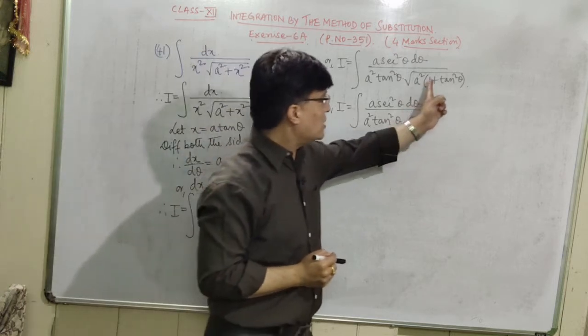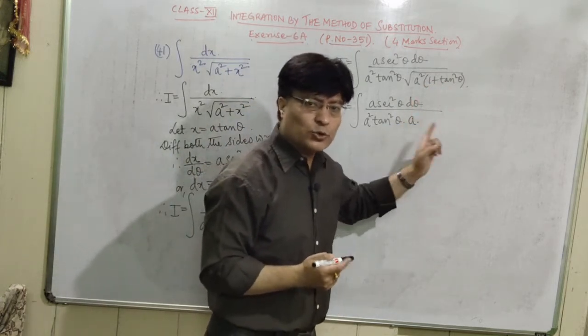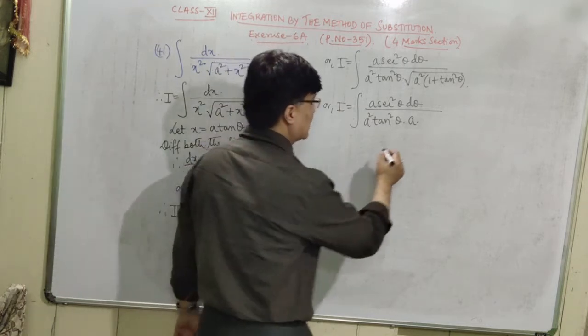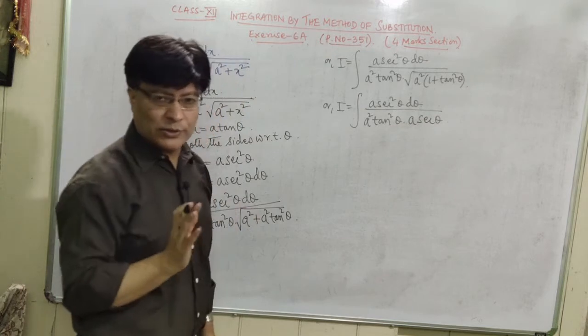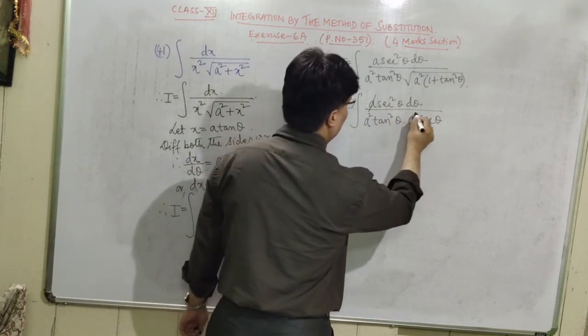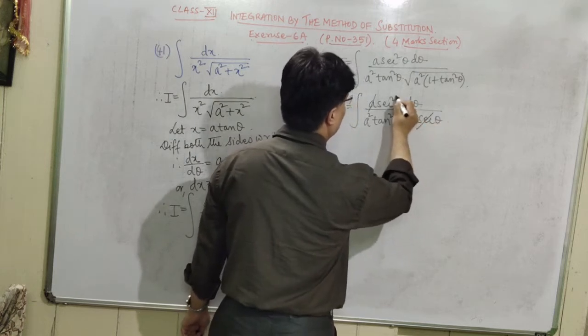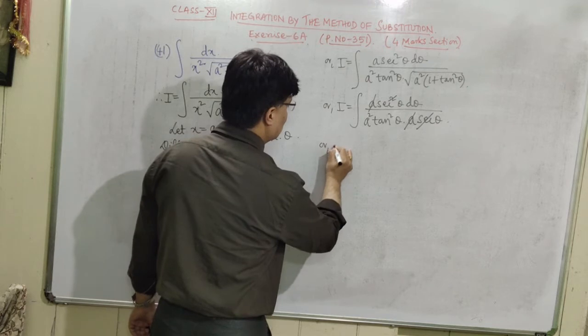First of all, what is 1 plus tan square theta? It is sec square theta. So what is the square root of sec square theta? It is sec theta. So I think you have understood it. So you can cancel here. A and A will be cancelled, and sec theta and square will be cancelled. So what are the remaining terms now?